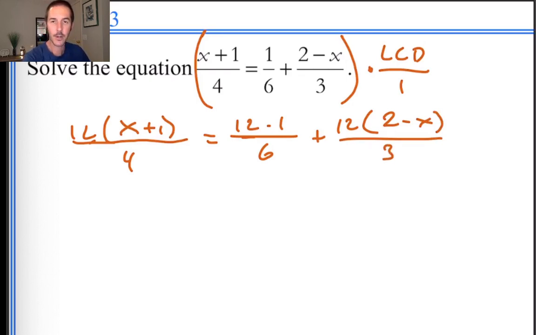I haven't actually done any multiplication yet. I've just placed the multiples of 12 into all of my numerators. The next thing I'll do is start reducing each one of those fractions one at a time to get rid of my denominators. When I cancel stuff out, and especially if it doesn't cancel out entirely, we're just reducing here. 12 divided by 4 makes 3. So maybe I put a little 3 up here.